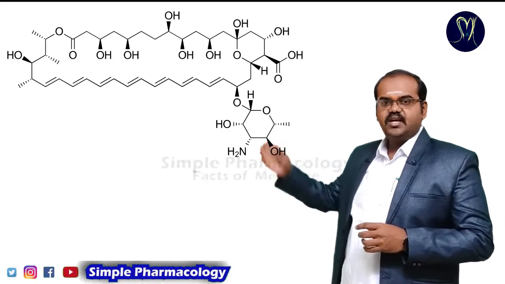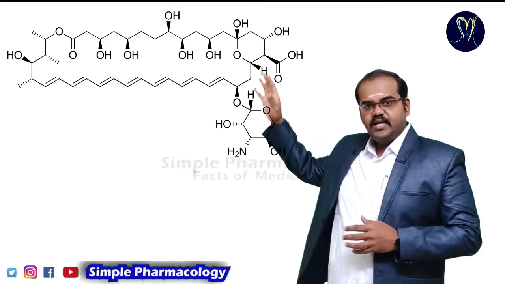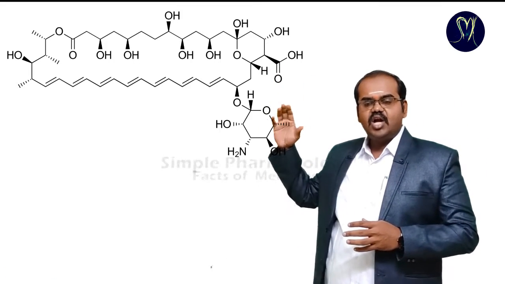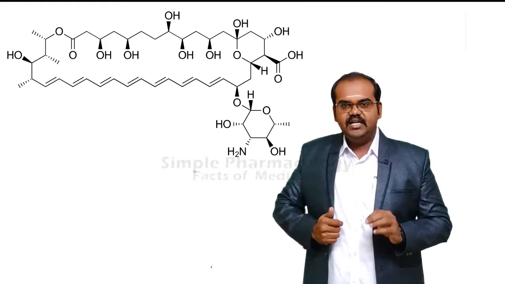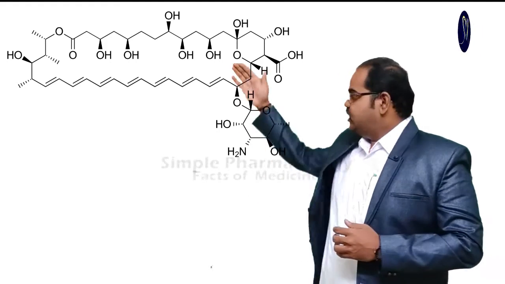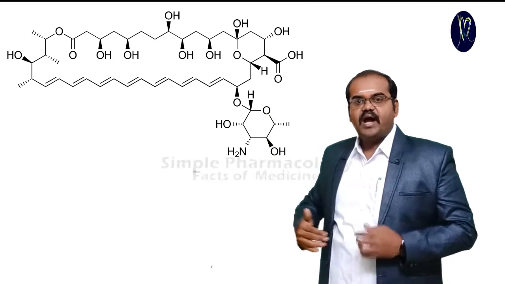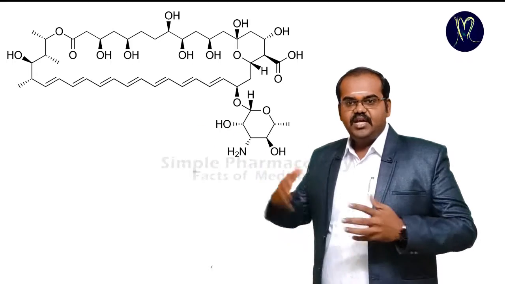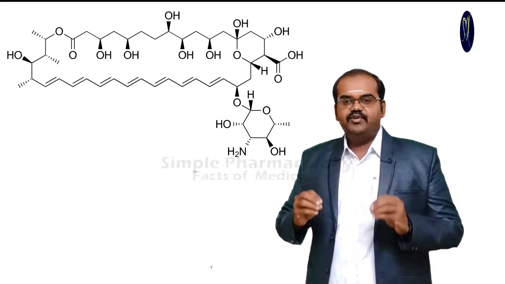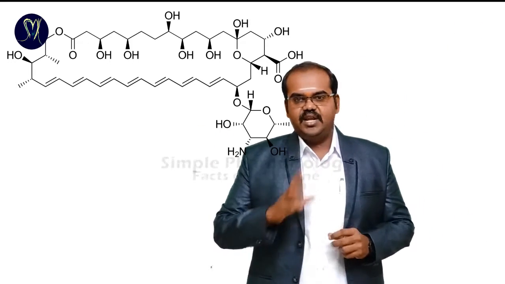Once we see the structure of Amphotericin-B, on one side several conjugated double bonds are there, which is responsible for the lipophilic nature of the drug. At the same time, several hydroxyl groups are there, so they balance the hydrophilic nature of the drug. But overall, Amphotericin-B is lipophilic in nature.